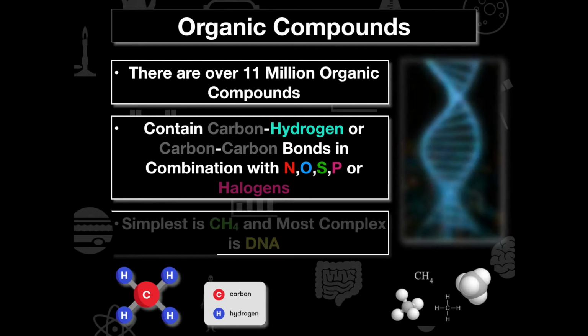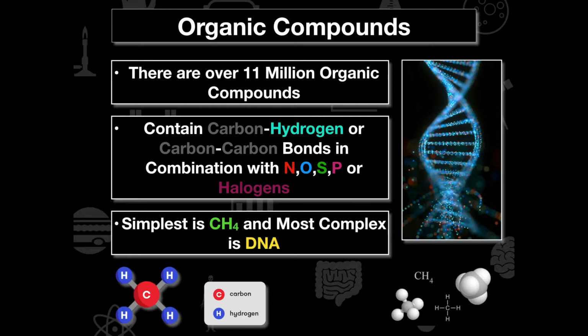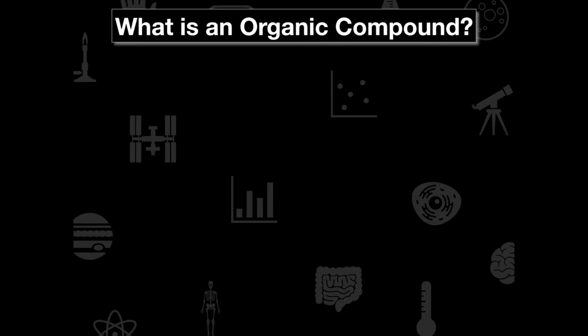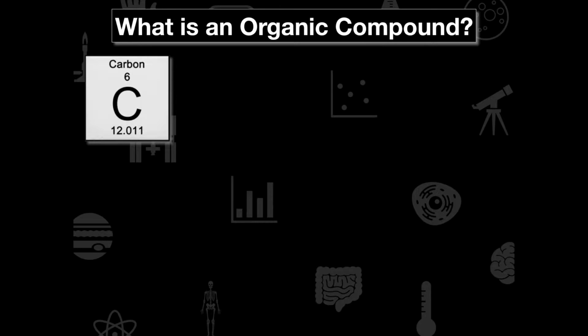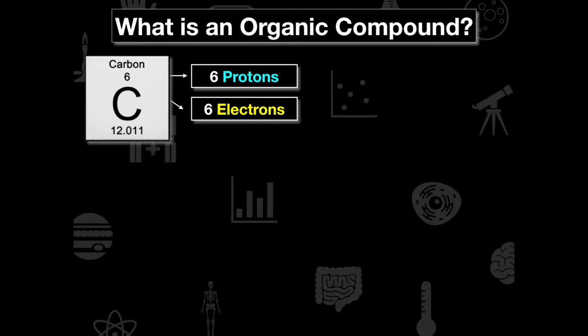Now, if we're going into this a little bit deeper, well, the simplest organic compound that we can think about here is going to be methane, CH4. And the most complex that we're going to think about here is DNA. And DNA is really the most complex organic compound because it's containing all of that information necessary for life. So how do we go through and identify what an organic compound is? Well, here's the thing. We have to understand carbon first.